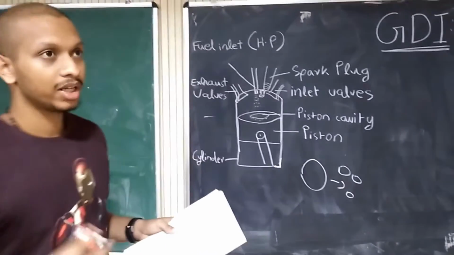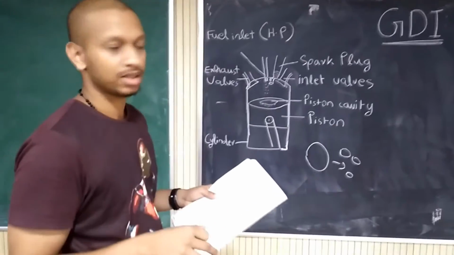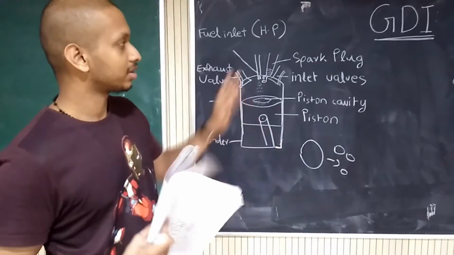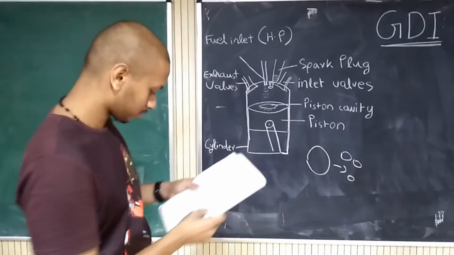There are many more technologies used in this area to improve upon these factors. It can achieve about 12 to 15 compression ratio, whereas in an SI engine it is about 6 to 10 and in a CI engine it is 16 to 20.